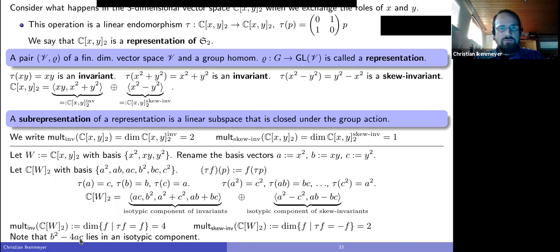Now, b squared minus 4ac, the discriminant, right? That one actually, interestingly, lies in one of the sides here. It lies here in the vector space of invariants. In principle, it could be shared among the two, but it's not. And it can never be, actually. So we will see this in a second.